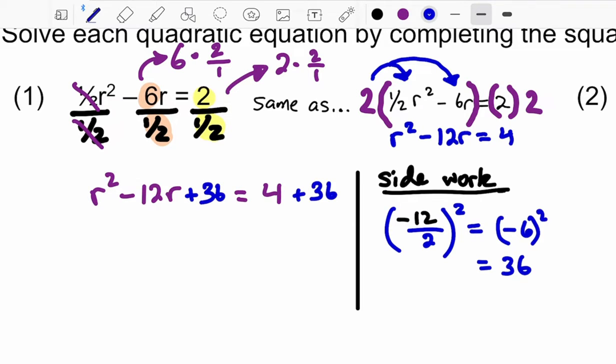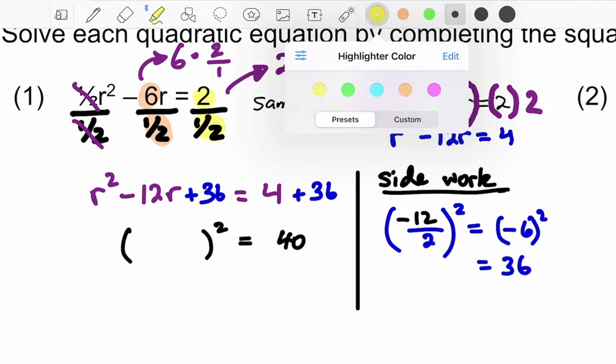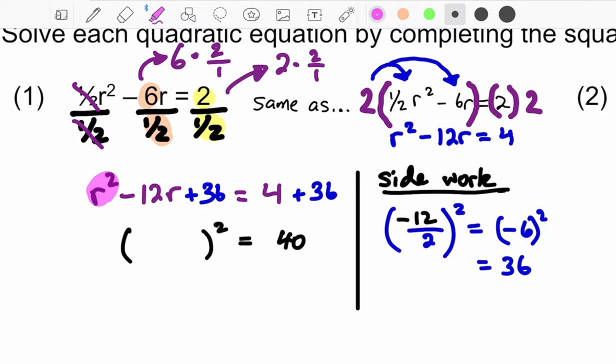Left side is now factorable as a perfect square trinomial. Right side is simplifiable. I'm only adding, so that's going to give me a 40. But remember, when we simplify a perfect square trinomial, we take the square root of the first term, we take the square root of the last term, and we carry down the sign of the middle term. So we're going to have an r, and we're going to have a 6 with a minus sign in between. All right.